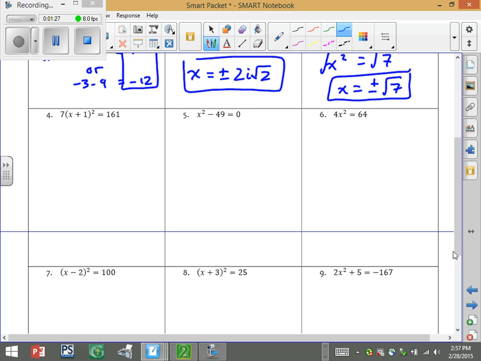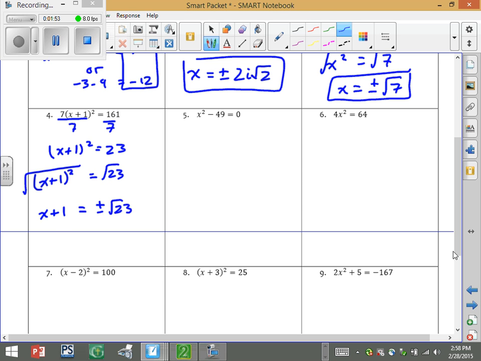Number 4, we need to move this 7 first. So we need to do 161 divided by 7. So we end up with x plus 1 quantity squared equals 23. And it's now we can go ahead and take the square root of both sides. So the square root of x plus 1 squared is just x plus 1. And then the square root of 23 equals plus or minus square root of 23.